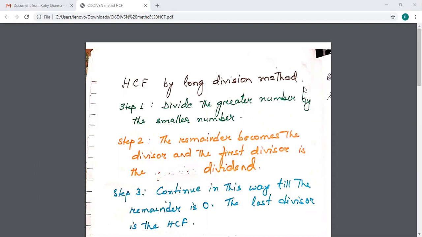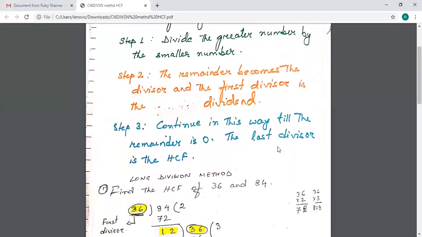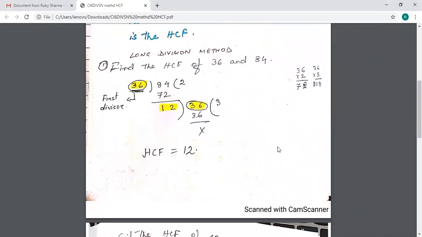Step 2 is, whatever remainder you get after dividing, that will become the divisor, and the first divisor will be the dividend now. Okay. So when I explain this step in the sums, please be attentive, listen carefully. And the third step is we have to just continue the second step till the remainder is 0. And the last divisor will become the HCF. This is a very convenient method of finding the HCF. So please listen carefully to the explanation.